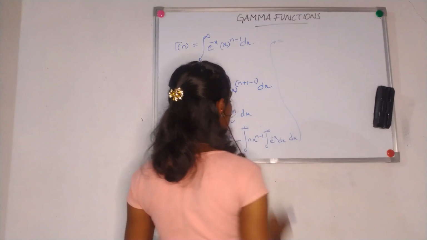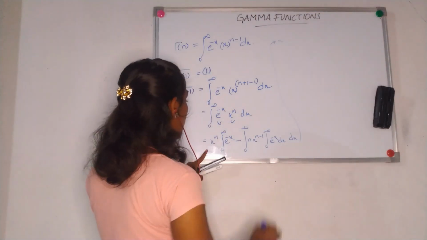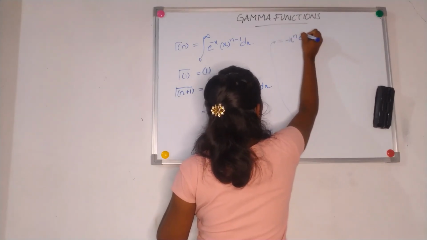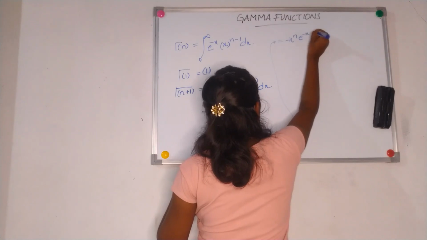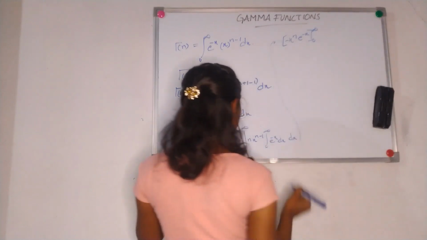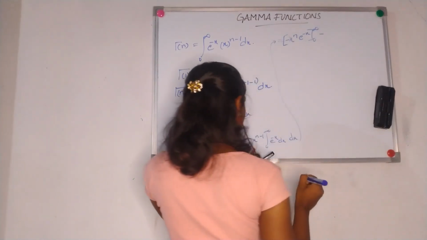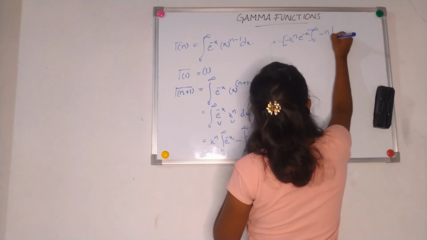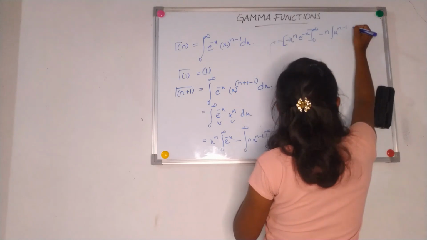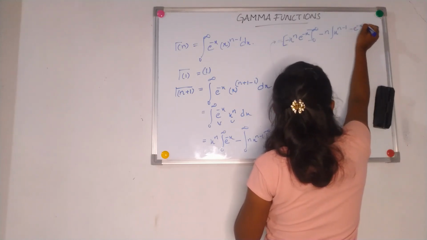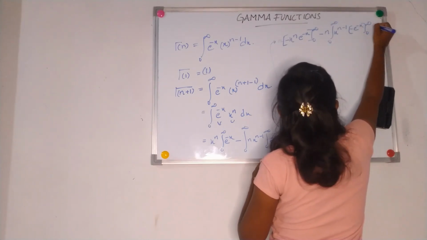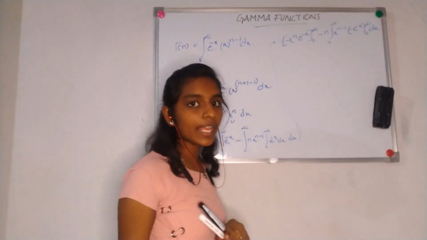Let me continue this. This is equal to x power n into minus e power minus x, with limits from 0 to infinity, and minus n into the integral of x power n minus 1 into minus e power minus x, from 0 to infinity, dx. That is what I have got now.